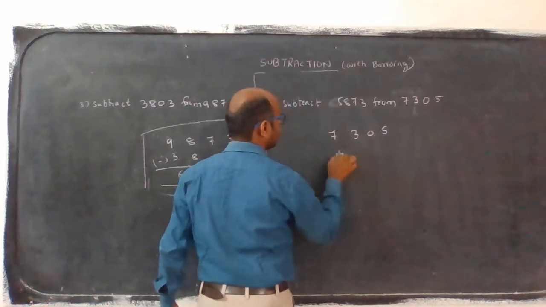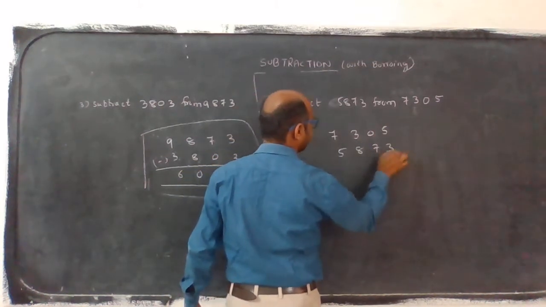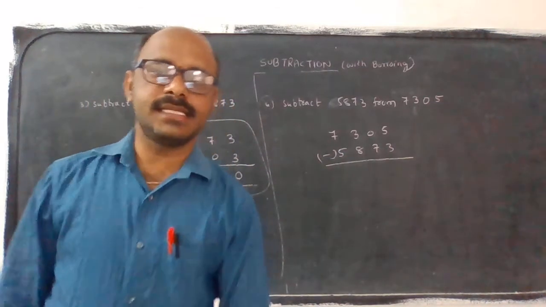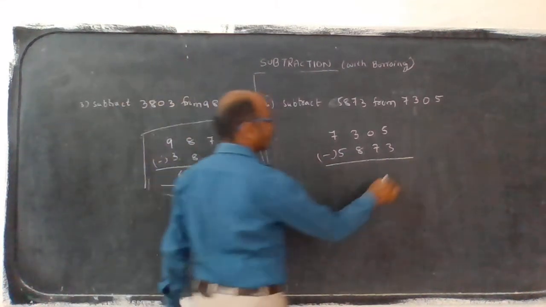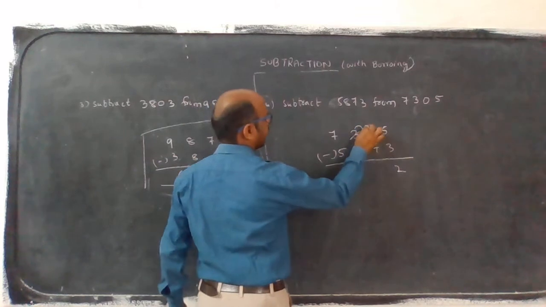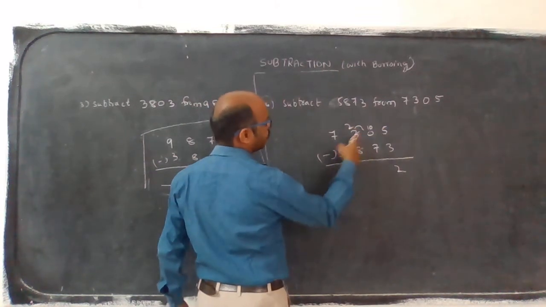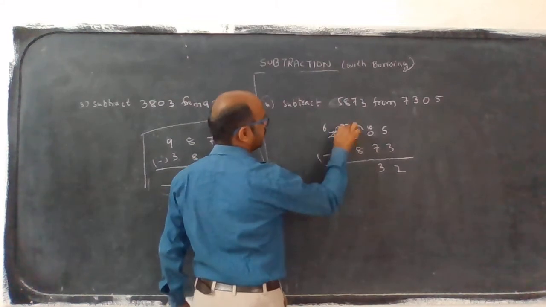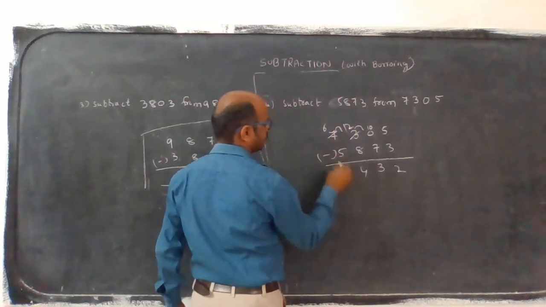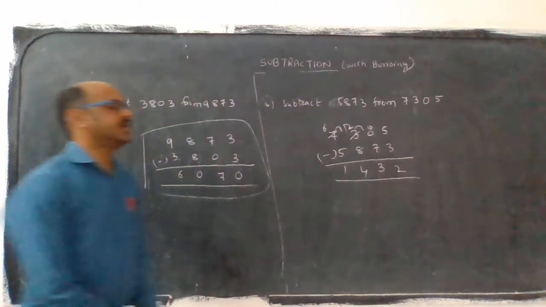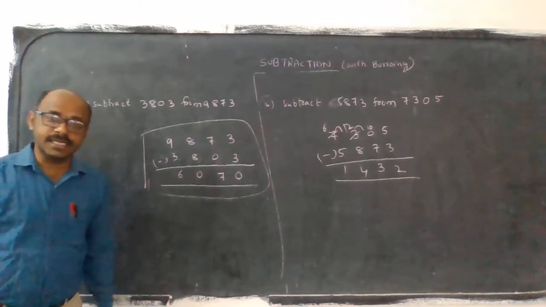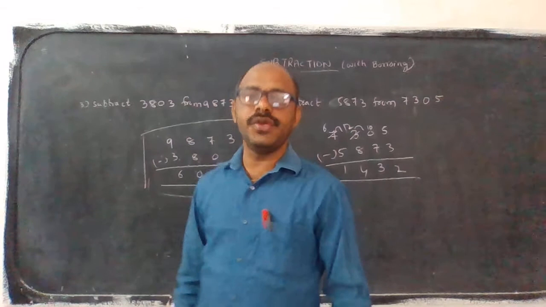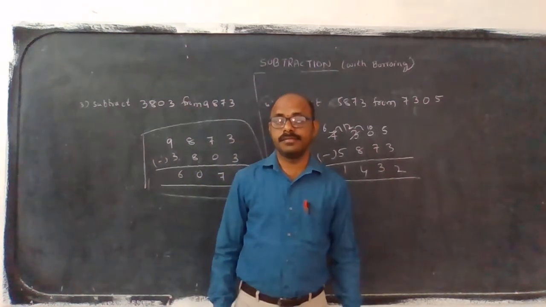7305 minus 5873. Write it here directly. 5 minus 3 is 2. Here a borrow is there. Take 10 here. This becomes 2. 10 minus 7 is 3. Again it will be 6. 12 minus 8 is 4. 6 minus 1 is 1. Okay, children, this is the way we have to do the subtraction if zeros are in the minuend place.